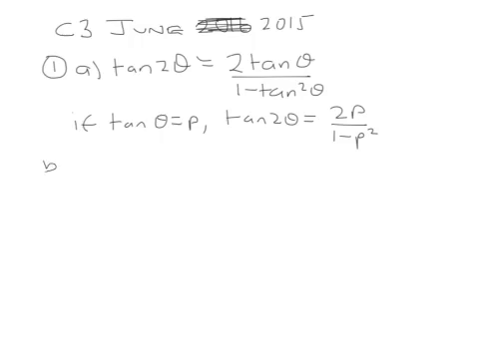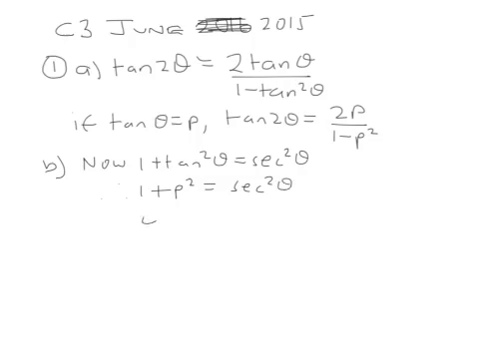Now in part B we need cos squared theta, so we can use the fact that 1 plus tan squared theta equals sec squared theta. So 1 plus p squared equals sec squared. Cos is 1 over sec. So therefore cos theta is 1 over the square root of 1 plus p squared.